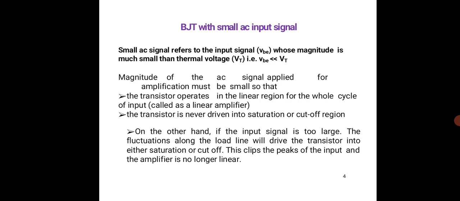On the other hand, in the previous case we have seen the input signal is small. If it is too large, the fluctuations along the load line will drive the transistor either into saturation or cutoff. So obviously, as we have seen in the DC load line analysis, it will clip the input, and the amplifier will no longer be a linear one.